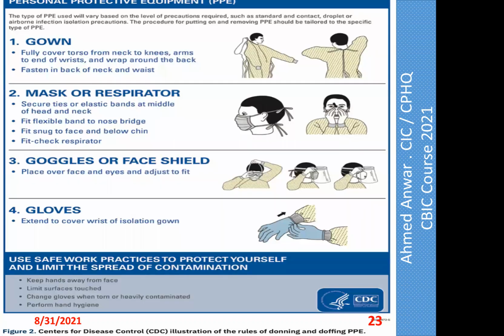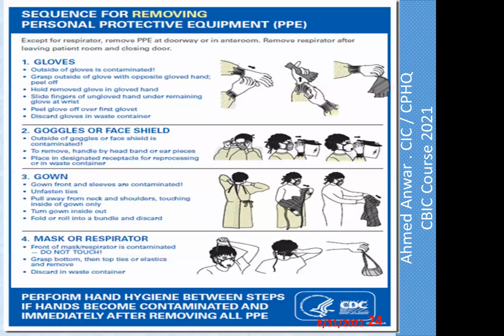This is the sequence for donning of PPE. We start with gown, mask or respirator, goggles or face shield, and finally the gloves. For doffing, we start with the gloves, which are the most contaminated. Then we can do hand hygiene maybe. Then the goggles and gown, and finally the mask.